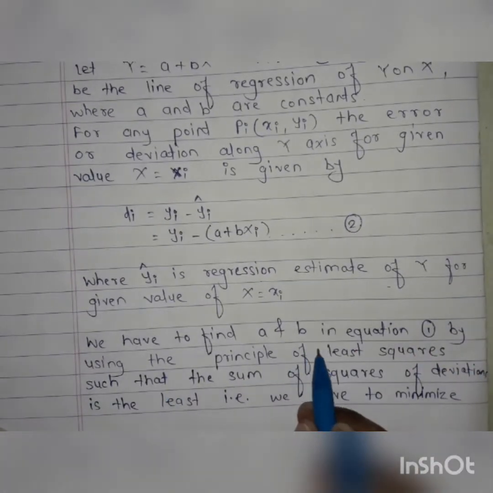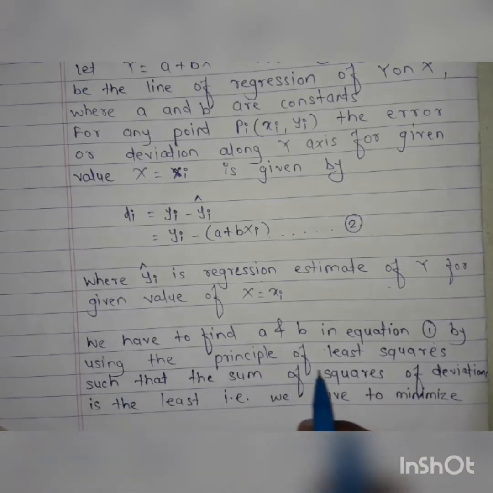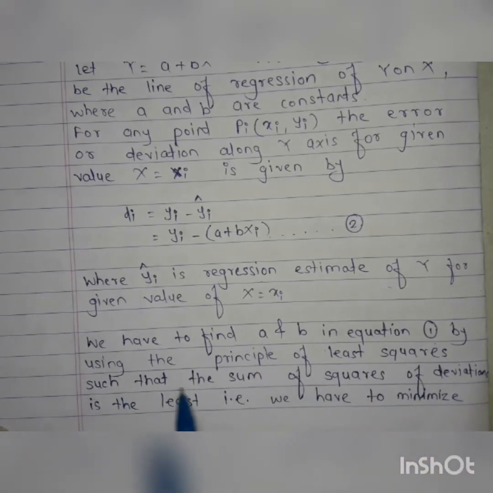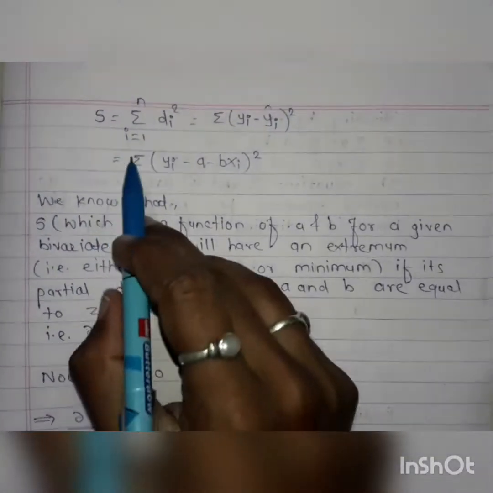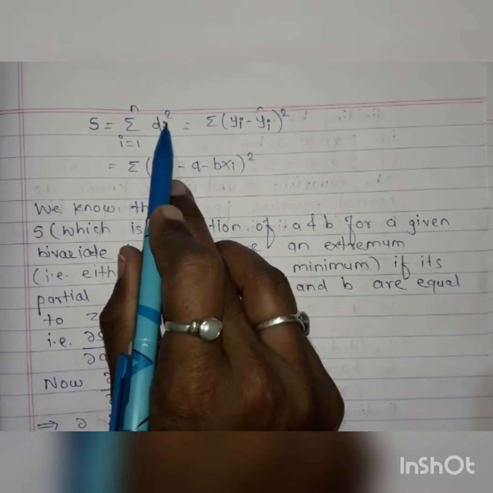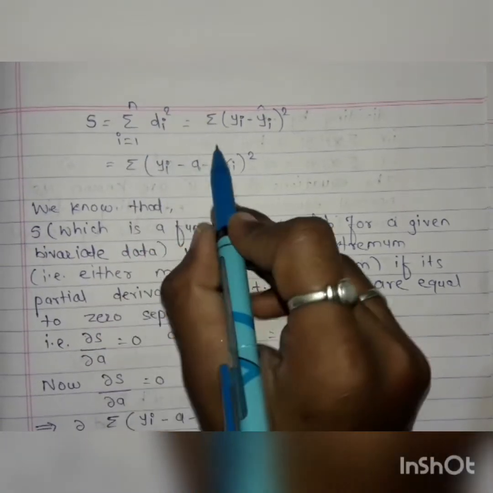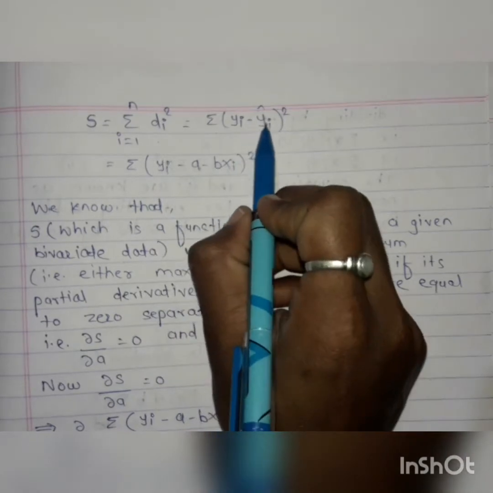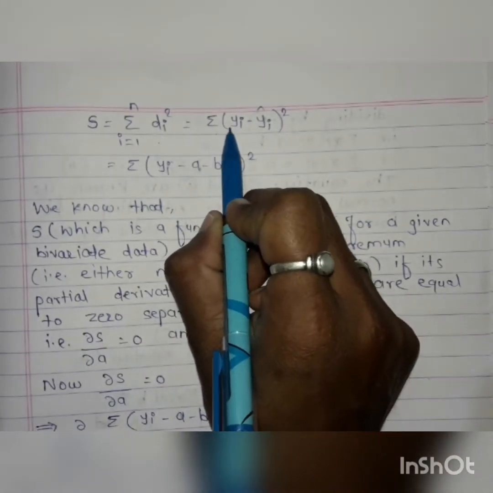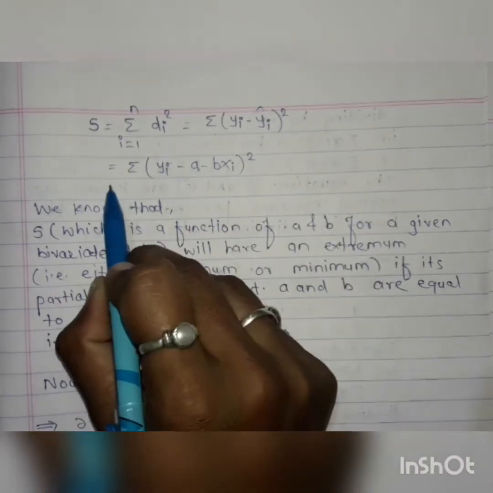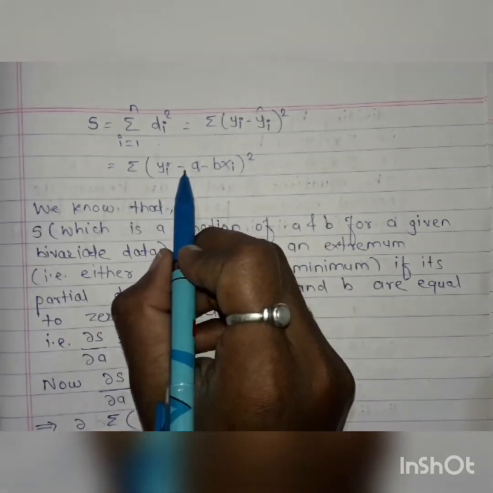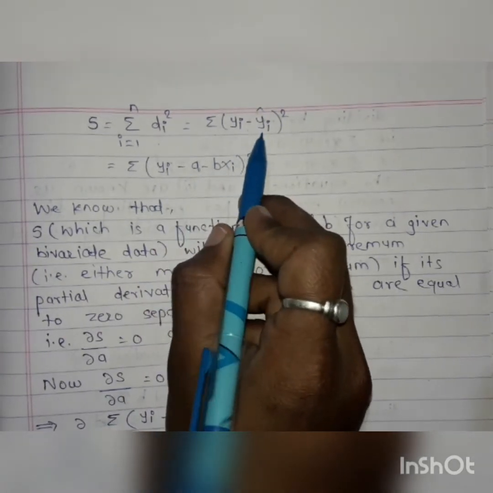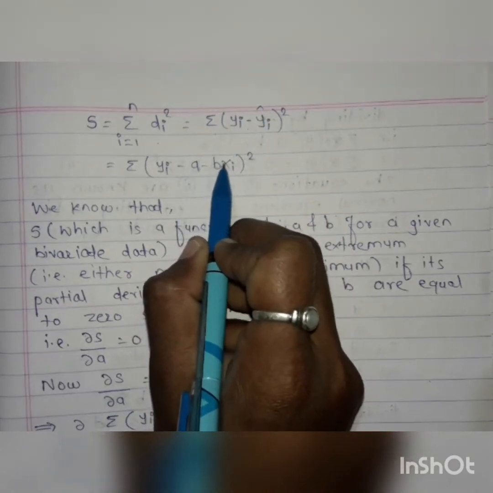We have to find a and b in equation 1 by using the principle of least squares, such that the sum of squares of deviation is the least, that is, we have to minimize S = summation di square, i running from 1 to n, which is equal to summation (yi - yi cap) whole square, which is equal to summation (yi - a - b xi) whole square, since the value of yi cap is a + b xi.